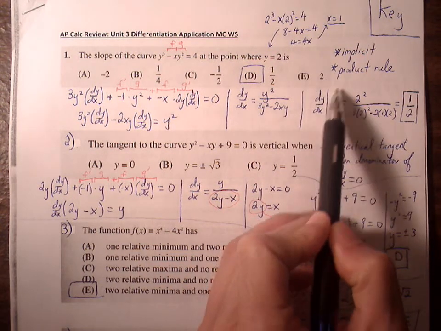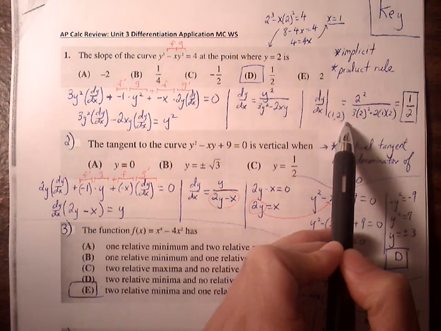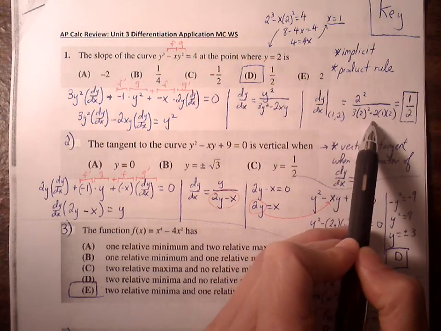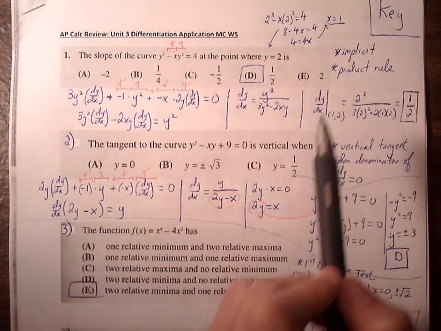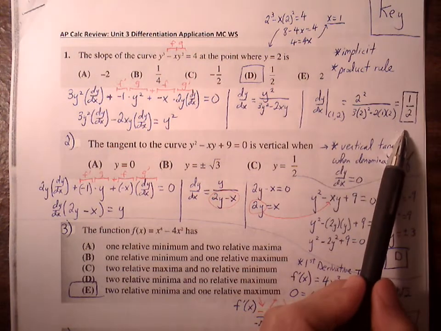We put this into our slope formula. We get 4 over 3 times 2 squared minus 4. That reduces to 4/8, which is 1/2.